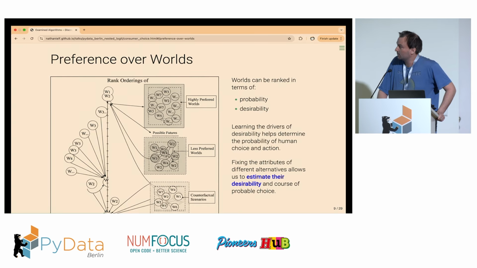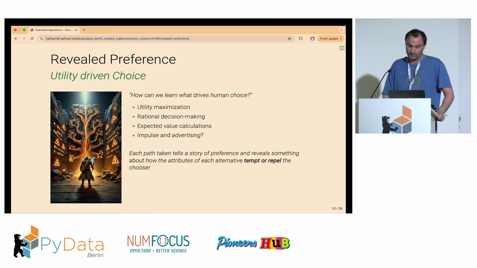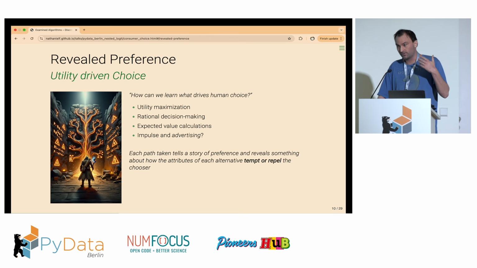The other way you can think about these sets of possible worlds is that worlds can be ranked in terms of their desirability as well. When you know the attributes of the data or the products or the choices you're making, you can estimate their desirability, and their desirability is going to inform how people make choices in those worlds. The theory of choice sitting behind these models is, as I said, drawn from econometrics. It's this notion of revealed preference, where we look at the choices people make, consumers in a marketplace, for instance. And we have this theory that they're trying to maximize their utility perhaps, or expected value.